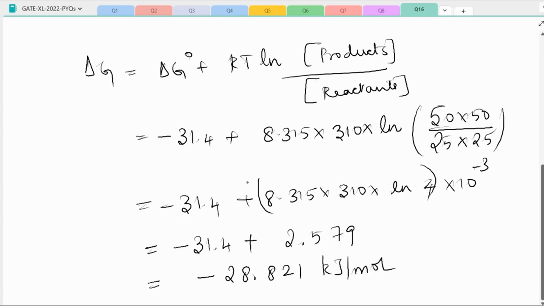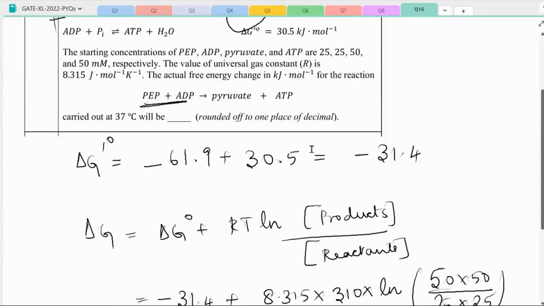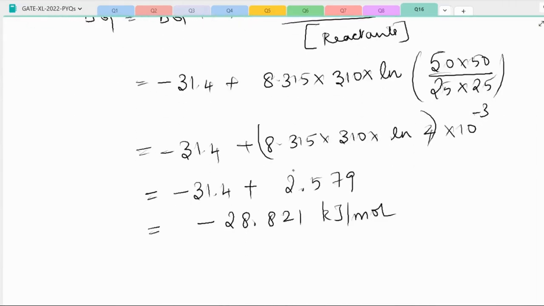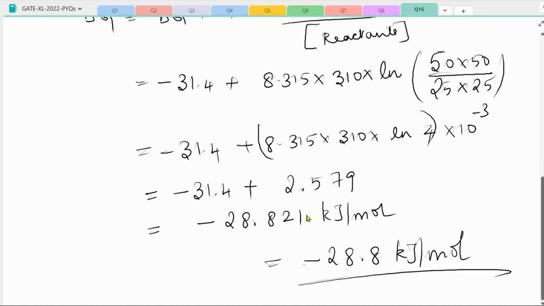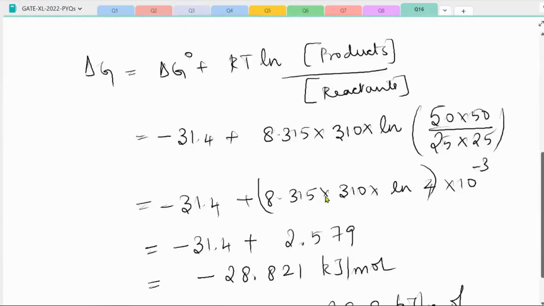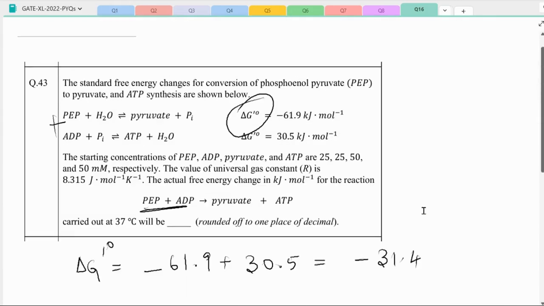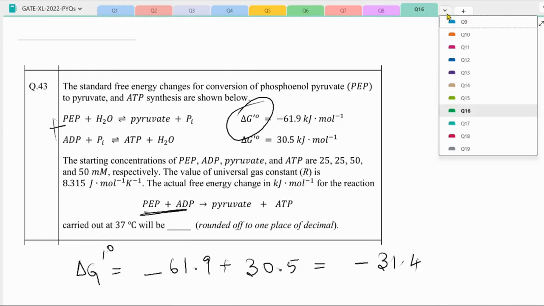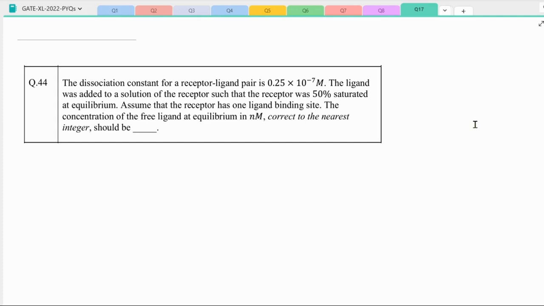However, they have asked the answer to be rounded off to, I guess, one decimal place. In that case, you can mention it as minus 28.8 kilojoule per mole. That is within the accepted range of what is mentioned in the answer key. I guess it's a very simple question to solve if you know this basic thermodynamics formula. Alright, moving on to the next question.